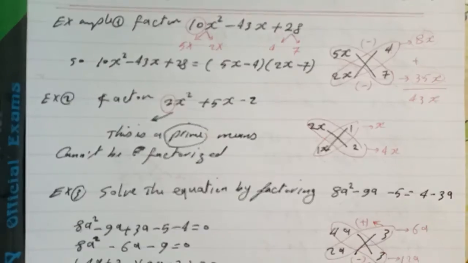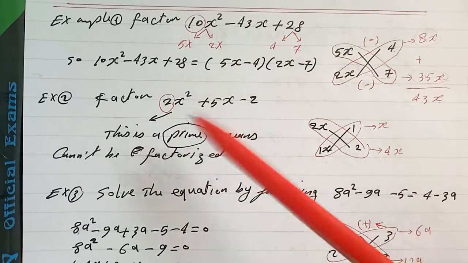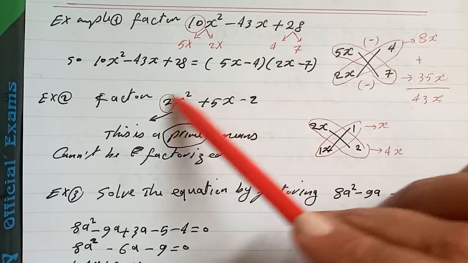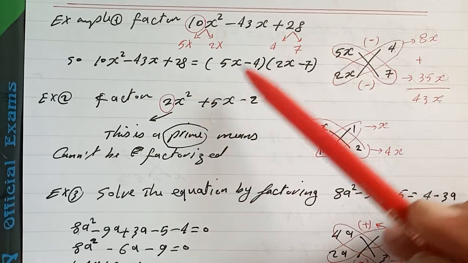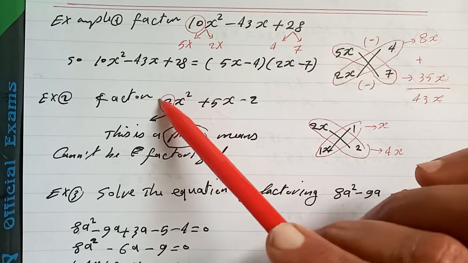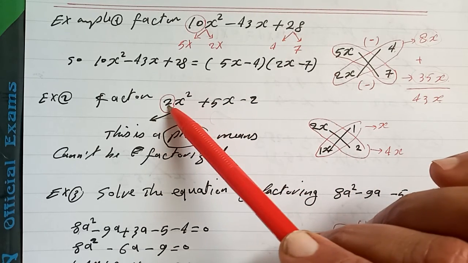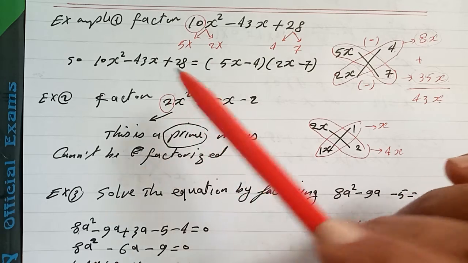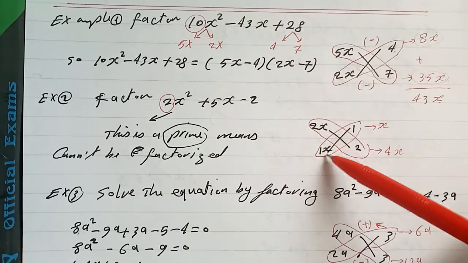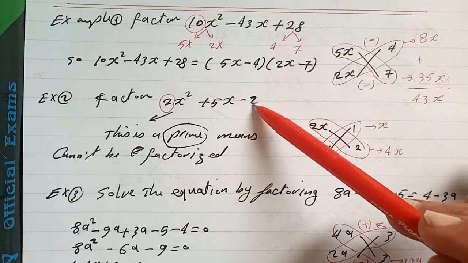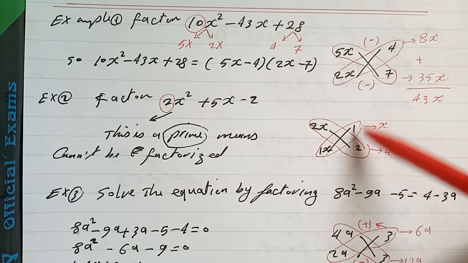Another example, example 2. Here, determine whether this is factorizable or not: 2x squared plus 5x minus 2. Since it includes 2 before the x squared and it is not a common factor, we'll need to try the scissors. The 2x squared can be 2x times 1x. The 2 can be 1 times 2 or 2 times 1.